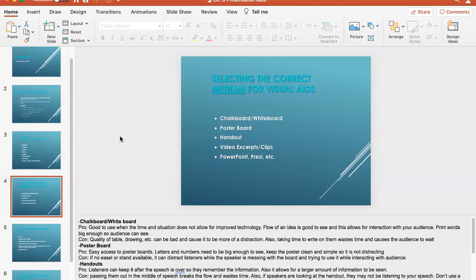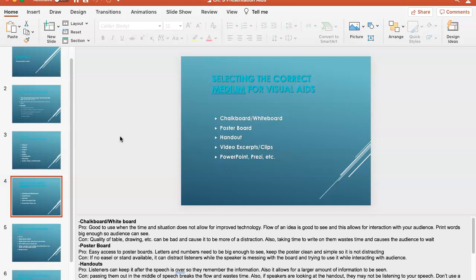Cons or disadvantages of a chalkboard or whiteboard. As it says, the quality of the writing, drawing, etc. can be bad and cause it to be more of a distraction. Taking the time to write on them wastes time and causes the audience to wait. That's a big reason why I don't write on the board as we take notes. I know we're not doing in-person classes this semester, but it just takes time. And then your handwriting can be bad, like mine is kind of bad. So just something to be mindful of.